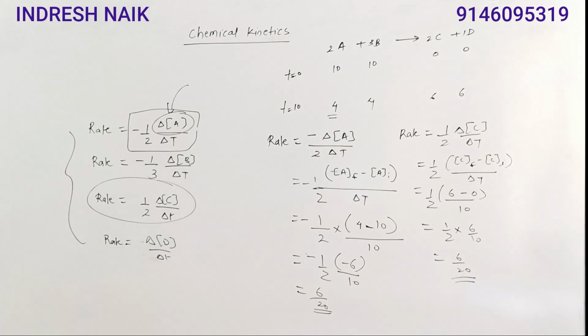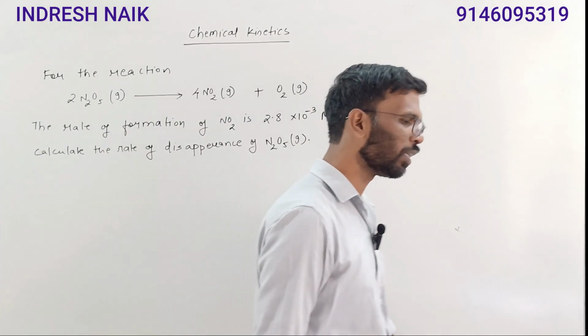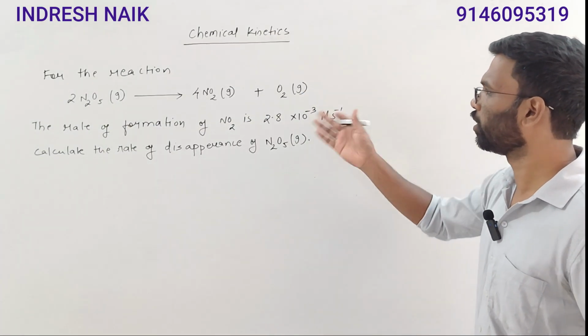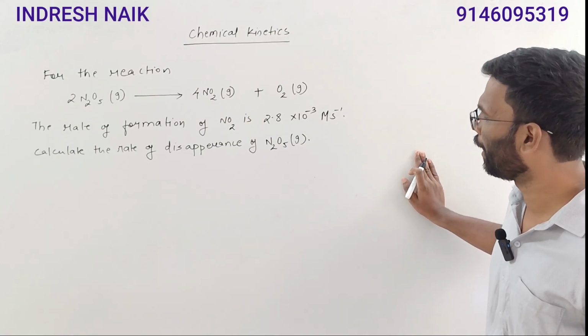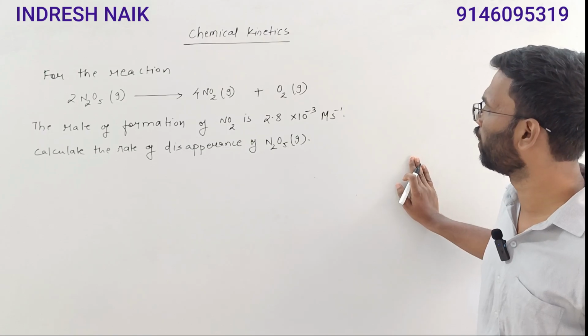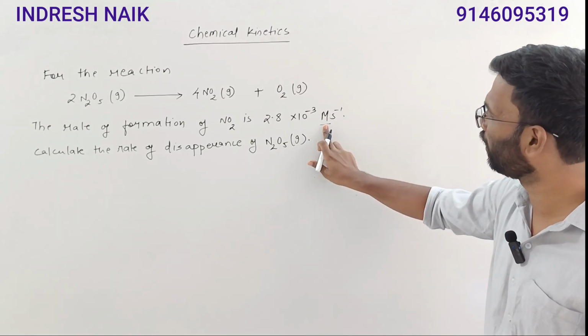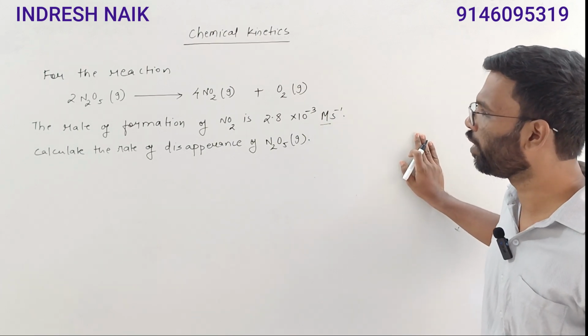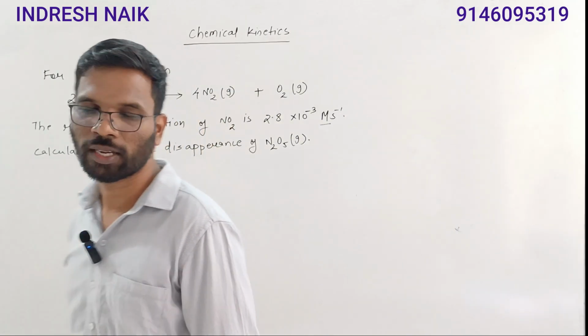Let's take one question. Here is a question. Nice question. You can give it a try. Very simple question. For the reaction, this is the reaction which is given. Rate of formation of NO2 is given and is 2.8 into 10 to the minus 3 moles per liter, that is molarity per second. Calculate the rate of disappearance of N2O5. Okay, so this is asked.